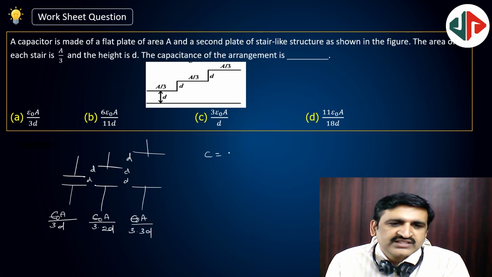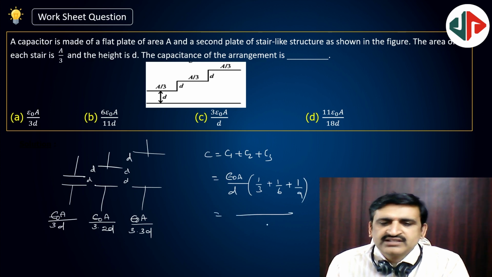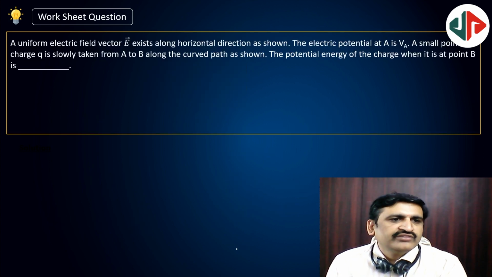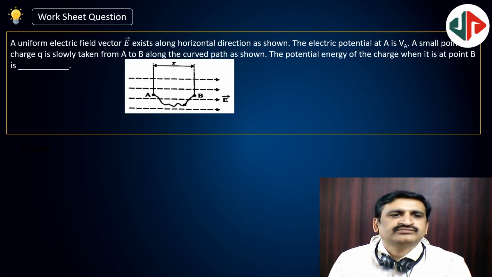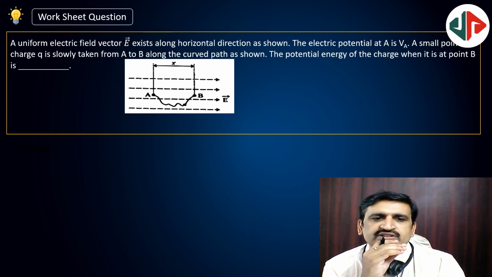Now effective capacity is C1 plus C2 plus C3, because they are in parallel. And epsilon naught A can be taken common, and D also will come out. It will be 1 by 3 plus 1 by 6 plus 1 by 9. The LCM is 18. 18 by 3 is 6, 18 by 6 is 3, 18 by 9 is 2. Okay, this is epsilon naught A by D into 11 by 18.